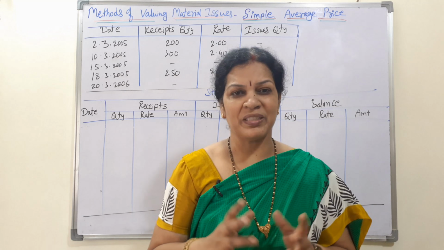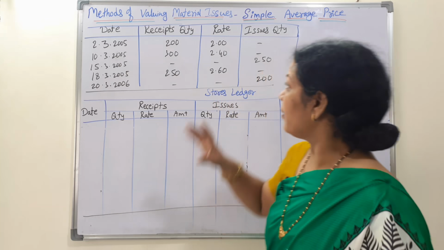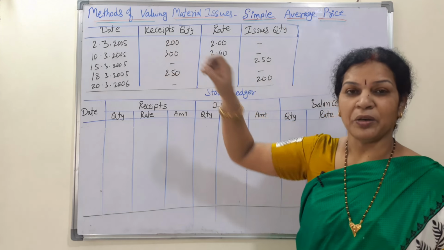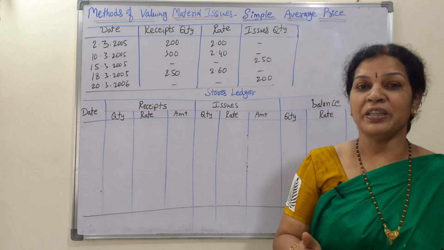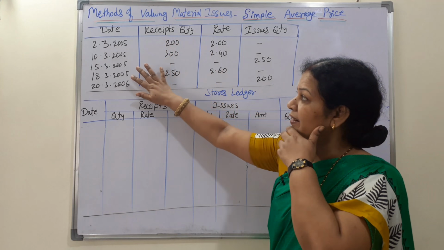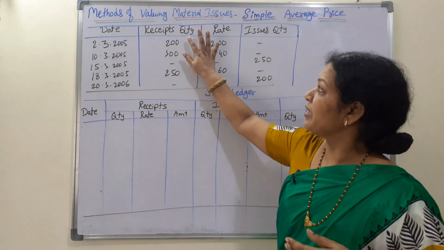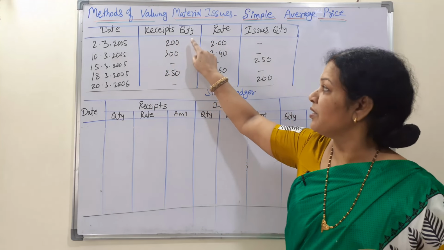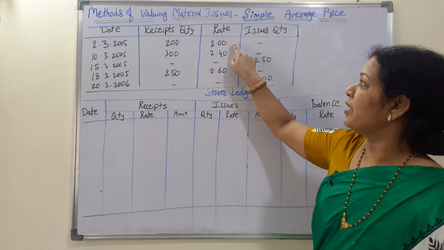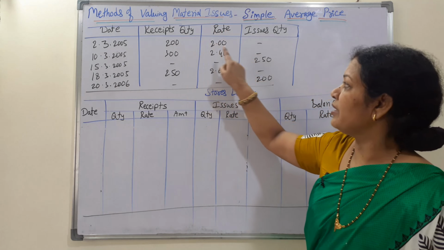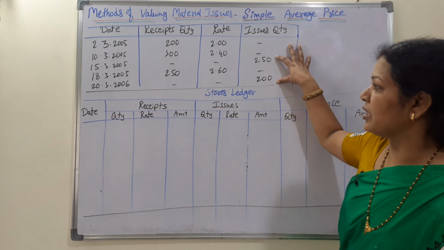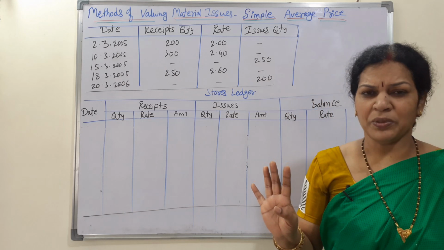Now coming to the topic, the simple average method. Here I have given the problem. From this data you have to prepare the issue of material as per the simple average method. So what is the data? Five entries are given. Out of these, there are three receipts, that is, purchases: 200 units at the rate of 2 rupees, 300 at the rate of 2 rupees 40 paisa, and there are two issues. The data is very clear.